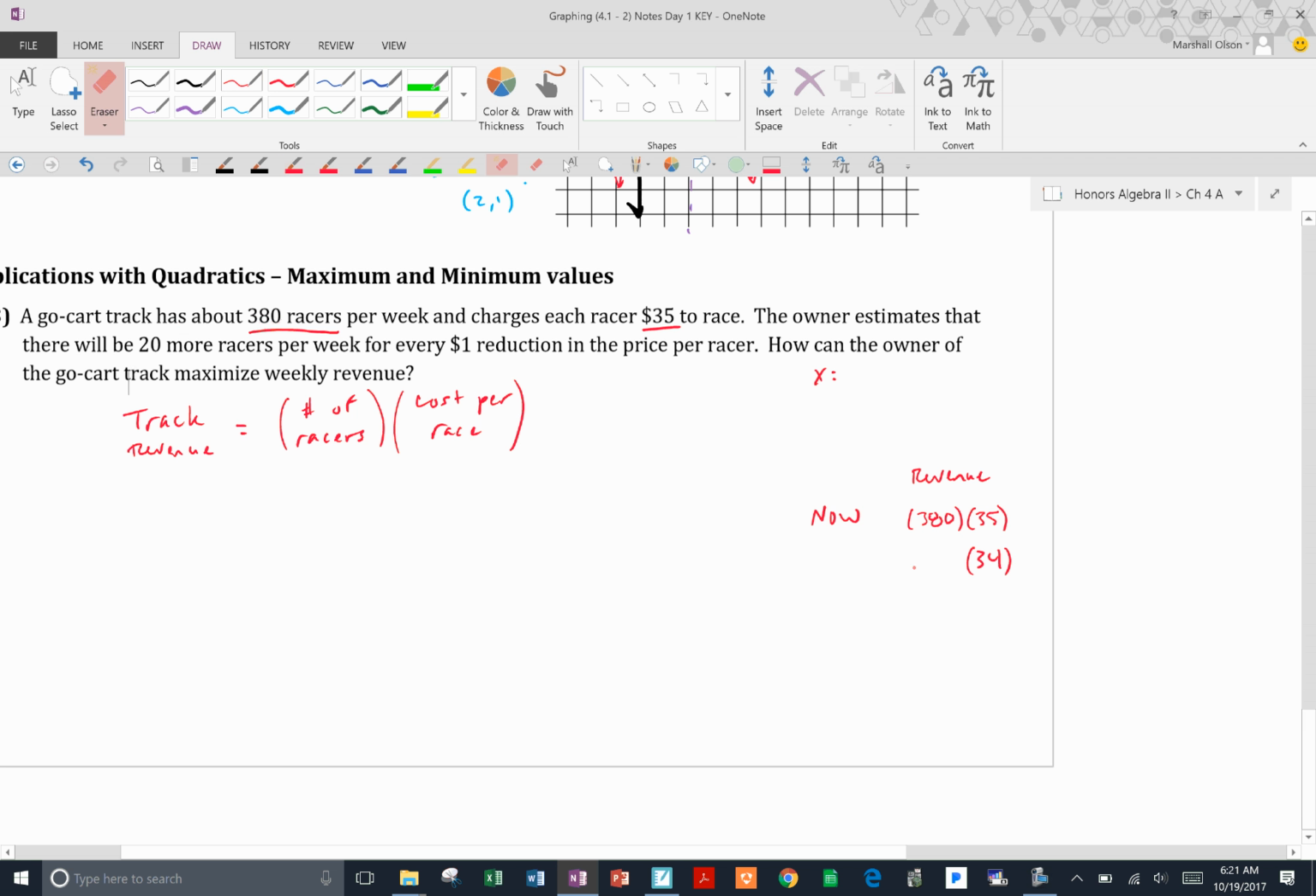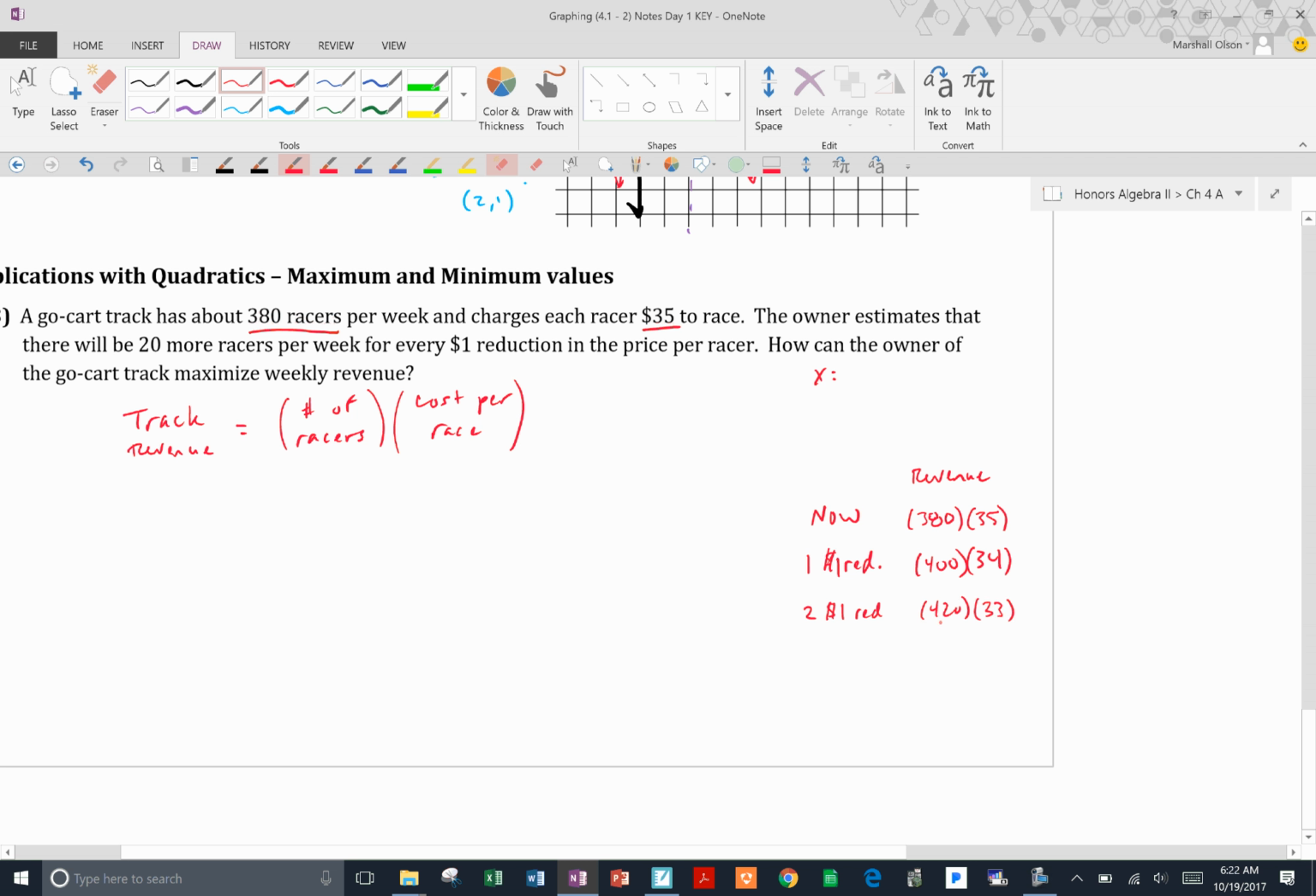So if he does one reduction, he's going to have 20 more racers, which would be 400, but his cost per race he's going to reduce by $1, so it's only 34. So this is $1. Try that again. If he did two $1 reductions, he'd gain another 20 racers from where he was at, but he'd go down $1. Well, you don't want to do this for every scenario.